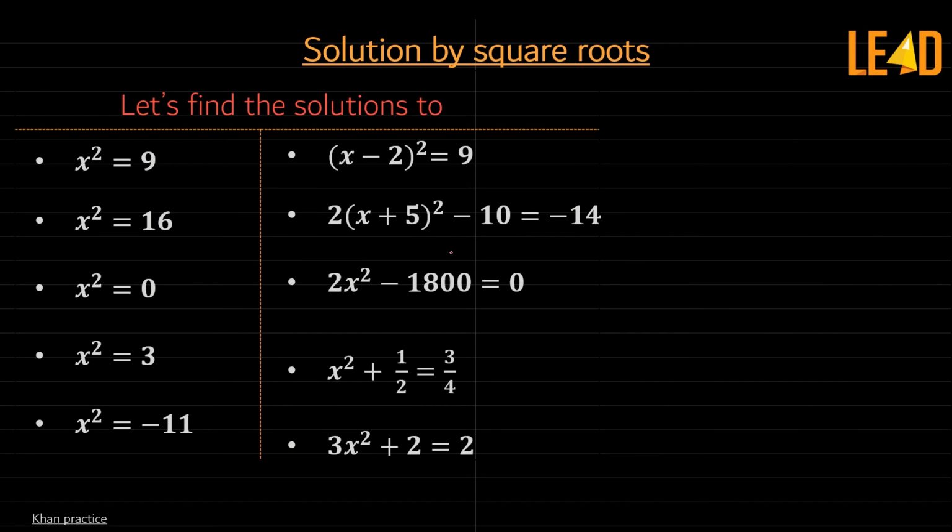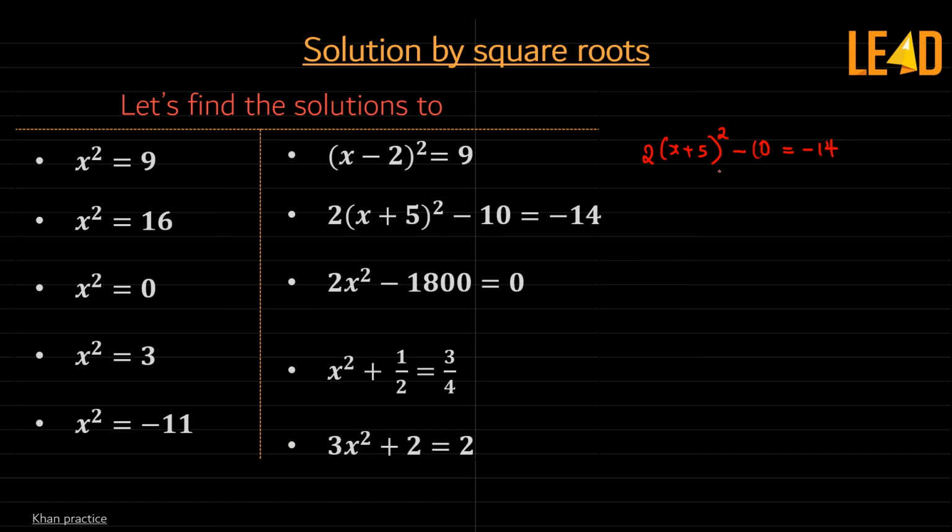Okay, let's do the second one. At this point, you can pause and try out the rest by yourself. That's also fine. Okay, so for this, let's solve. We have 2 brackets (x plus 5) squared, minus 10, is equal to negative 14.